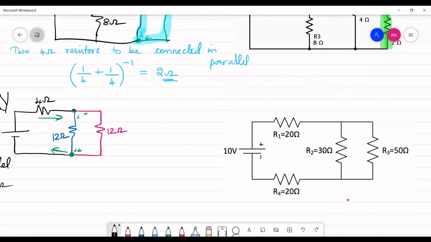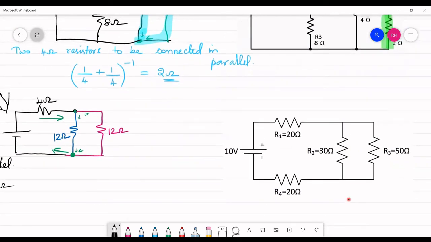So now let me explain one more problem. Here in this problem, you have a voltage source. Current starts to come out of this voltage source, goes through this 2 ohm resistor, and comes to this node. At this node, your current splits.